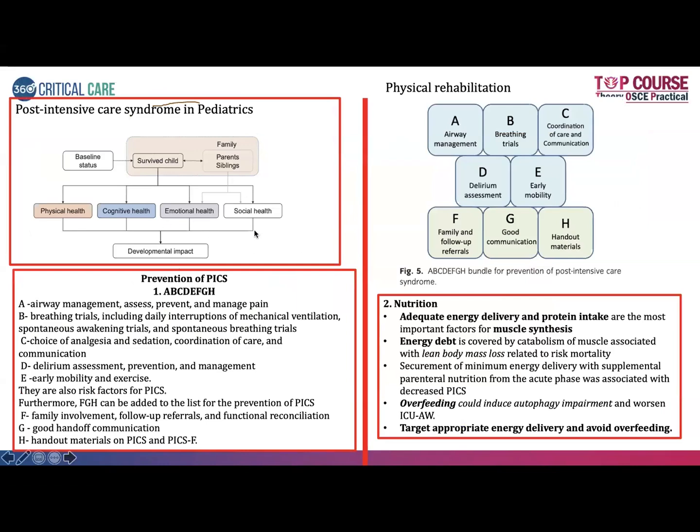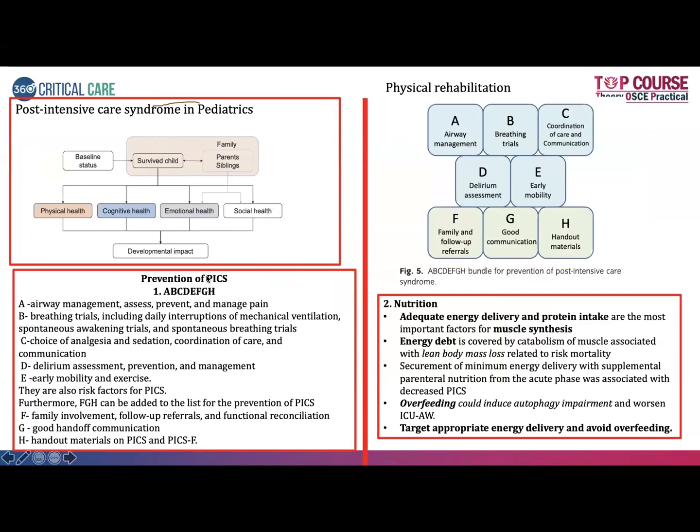Okay, so in pediatrics, another component. So family we saw, another thing is pediatrics, the survived child and the family of the survived child. So instead of mental health, it is emotional health and social health. So that is the difference in pediatrics.